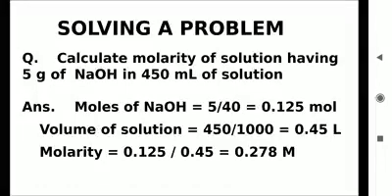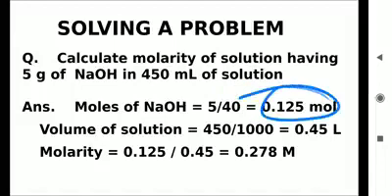For example, the problem is: calculate the molarity of a solution having 5 gram of NaOH in 450 ml of solution. First we will calculate the moles of NaOH. Moles of NaOH is equal to mass of NaOH upon molar mass of NaOH. Mass of NaOH is given in the question, that is 5 grams, and the molar mass of NaOH is 40 grams per mole. So moles of NaOH is equal to 5 by 40, and it comes out to be 0.125 mole.